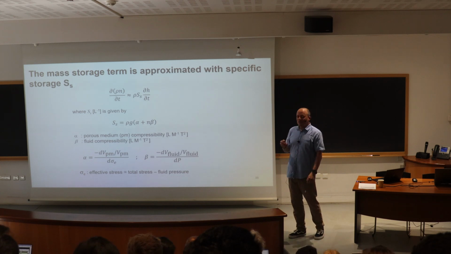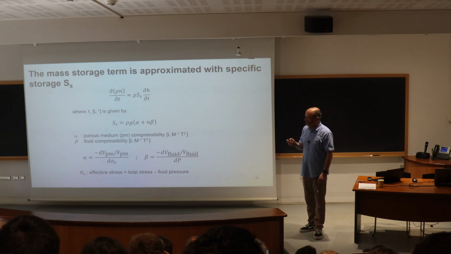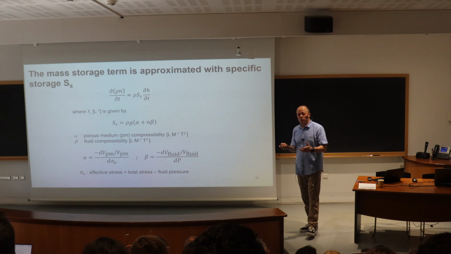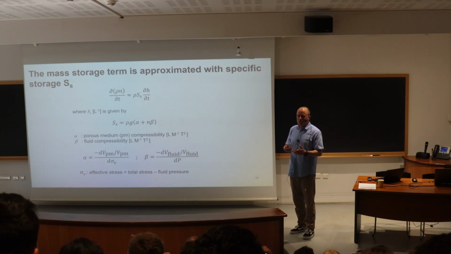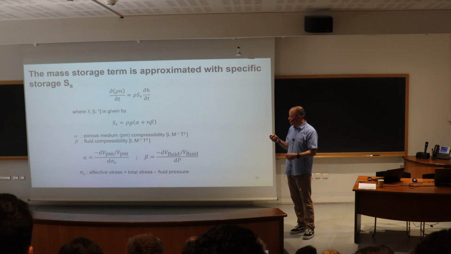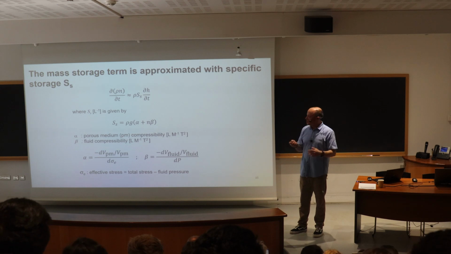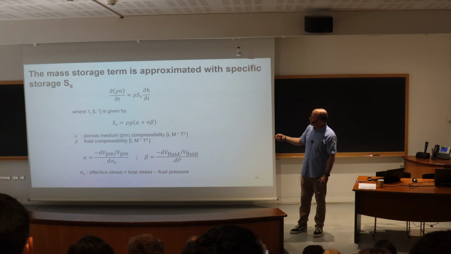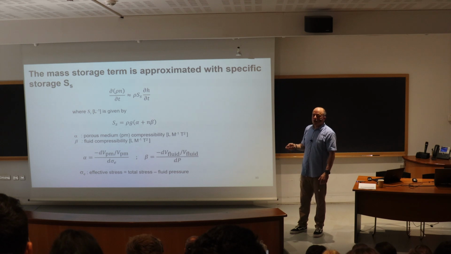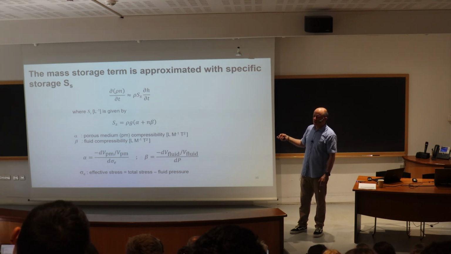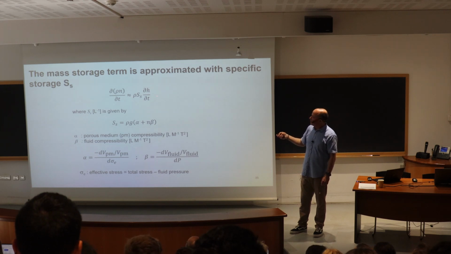We further simplify because in classical hydrogeology we work with specific storage, which does not appear in the equation. So the equation has been simplified to say that this derivative here of density times porosity is approximated by the density times the specific storage of the porous medium times the derivative of the hydraulic head over time.